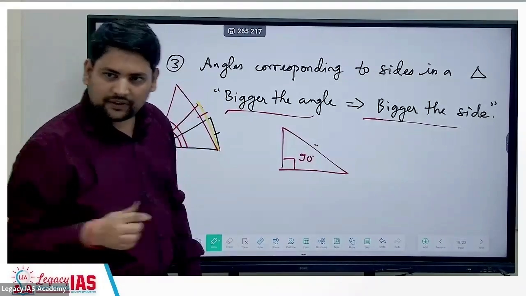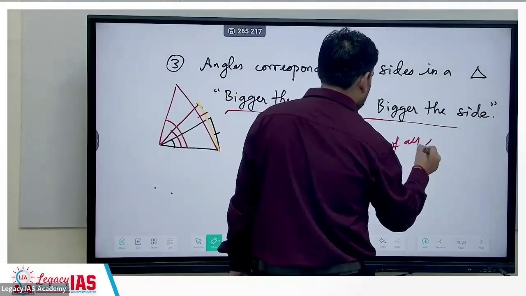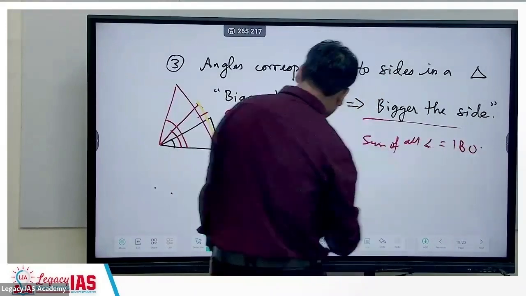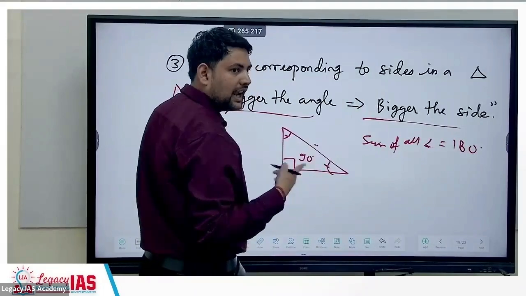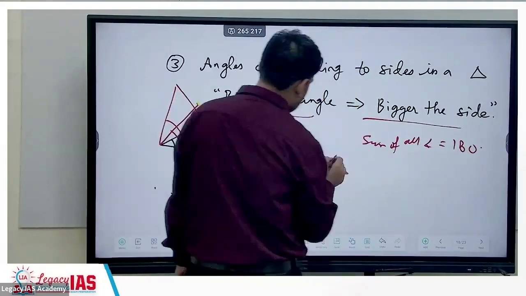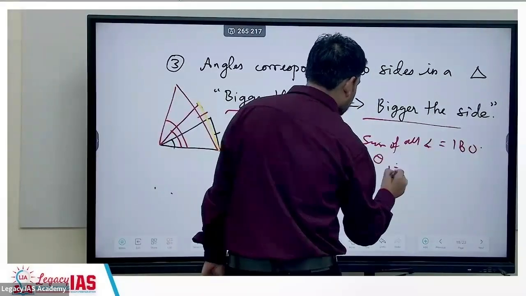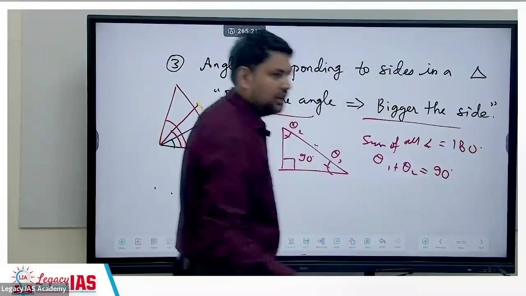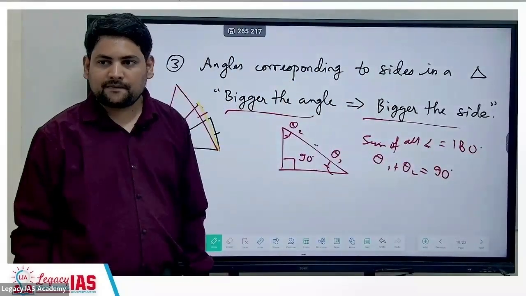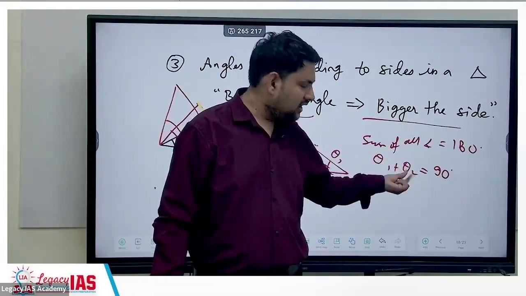Because sum of angles is what? Sum of all angles is what? 180 degrees. Now, if this one is 90, the other two, let's call them theta 1 and theta 2, so theta 1 plus theta 2 at max can be 90 degrees. Correct?